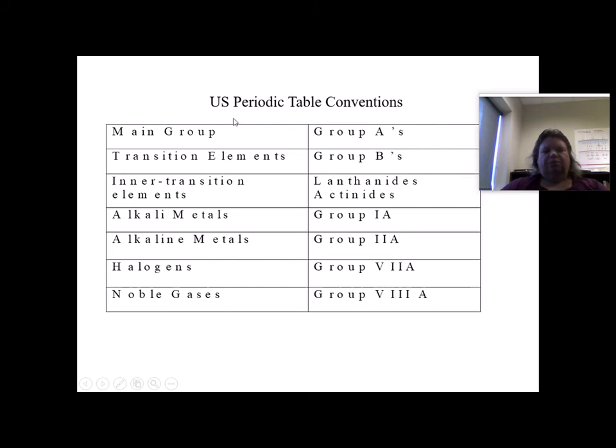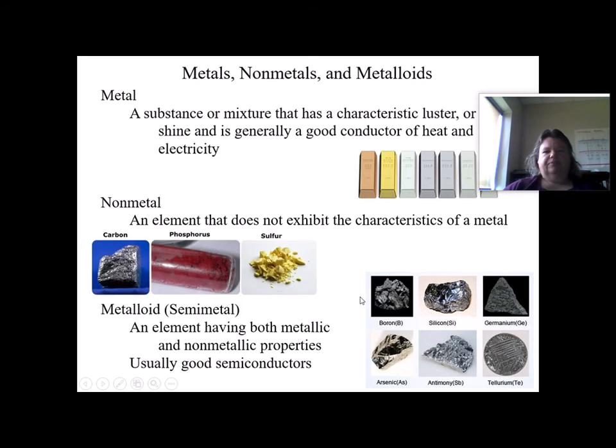So for the U.S. periodic table, the main group are group A's, the transition elements are group B's, the inner transitions are the lanthanides and actinides. Those are the two rows at the bottom of the periodic table that aren't really part of it. Alkali metals are group 1A, alkaline metals are group 2A, halogens are group 7A, and noble gases are group 8A.